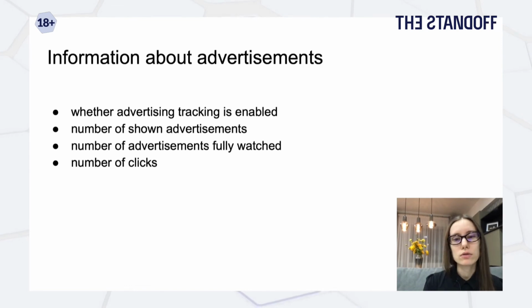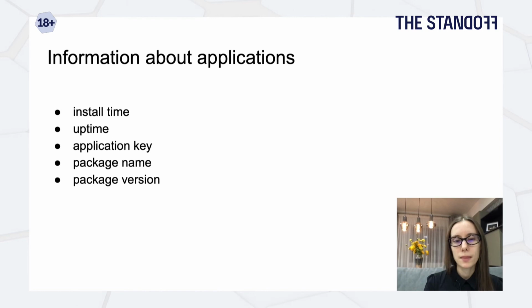The requests also contain some statistics about the ads shown to the users. We first specify whether the advertising tracking is enabled, and then specify the number of shown advertisements, the number of fully watched advertisements, and the number of advertisements on which the users clicked. In the request, there is also information about the applications in which these ads are shown. This includes the time at which the application was installed and how long the application has been running.